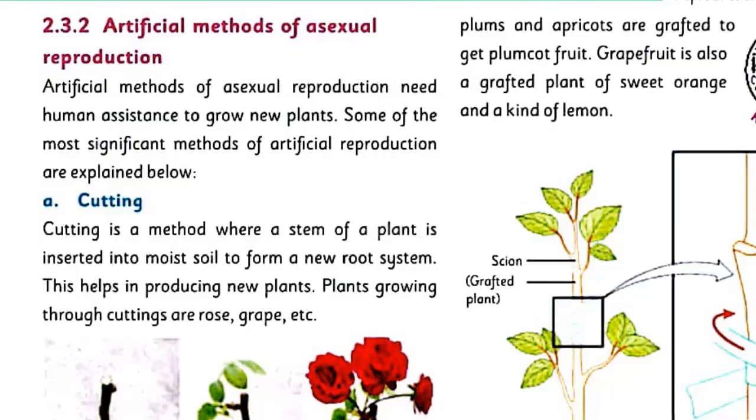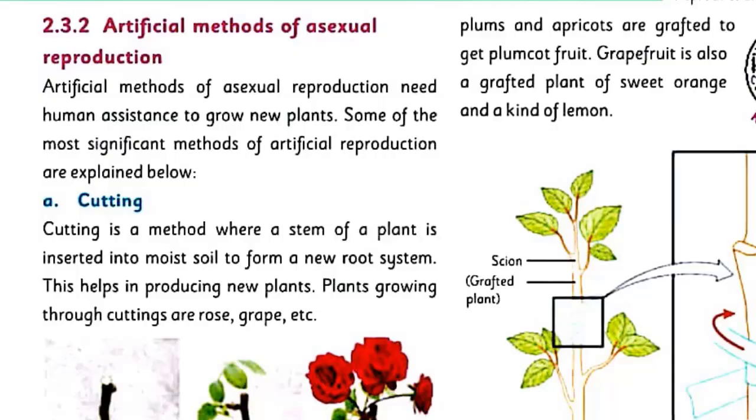2.3.2 Artificial methods of asexual reproduction. Artificial methods of asexual reproduction need human assistance to grow new plants. Some of the most significant methods of artificial reproduction are explained below. Cutting. Cutting is a method where a stem of a plant is inserted into moist soil to form a new root system. This helps in producing new plants.